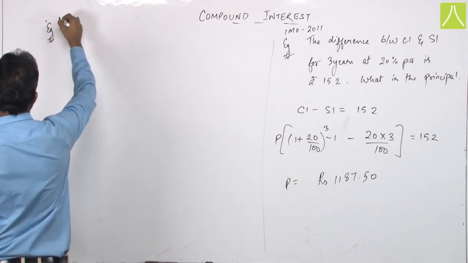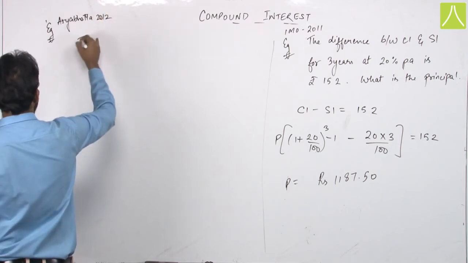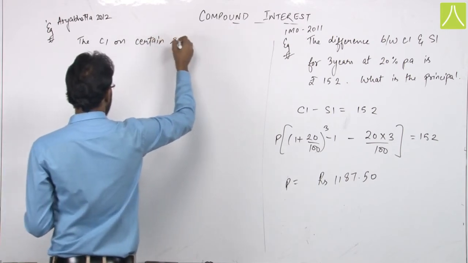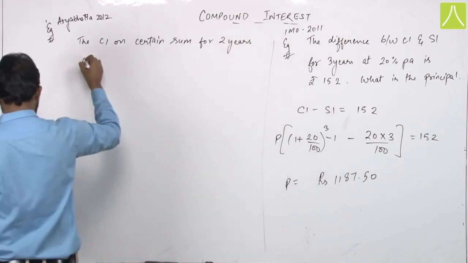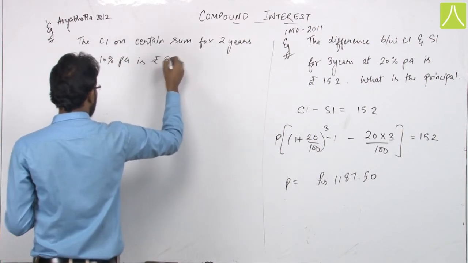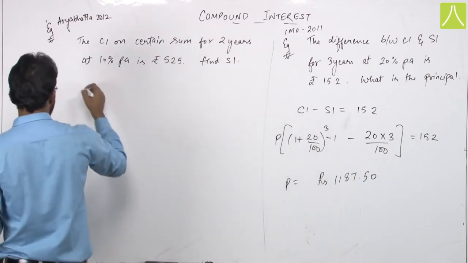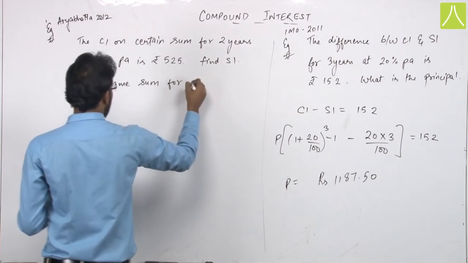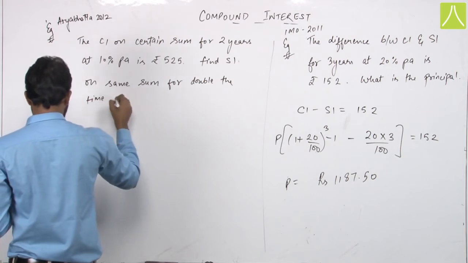Moving on to another example, this has come in the Aryabhat exam for the 2012 batch. The compound interest on a certain sum for 2 years at 10% per annum is rupees 525. We have to find the simple interest on the same sum for double the time at half the rate percent per annum.